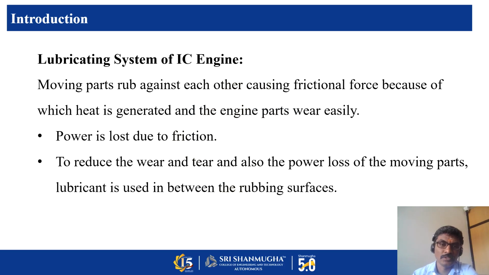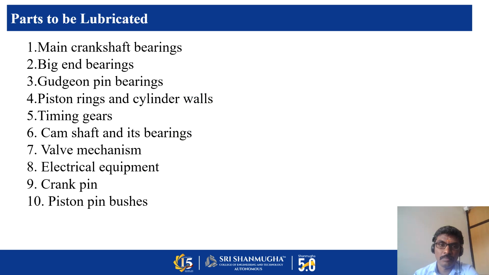Lubrication system. Moving parts rub against each other, causing friction loss, because of which heat is generated and the engine parts wear easily. Power is also lost due to friction, so to reduce the wear and tear and the power loss of the moving parts, lubricant is used in between the rubbing surfaces. There are different parts to be lubricated: main crankshaft bearing, big end bearing, gudgeon pin bearing, piston rings and cylinder valves, timing gears, camshaft, valve mechanism, electrical equipments, crank pin, piston pin bushes.